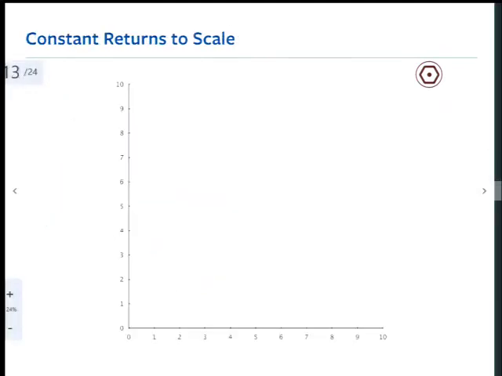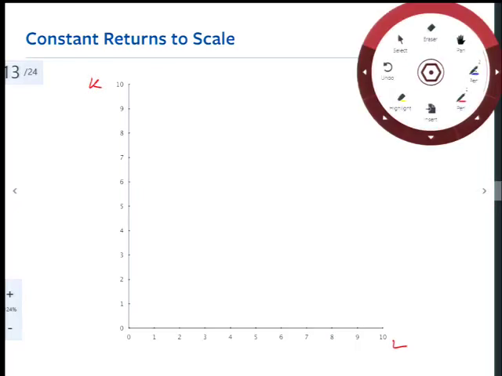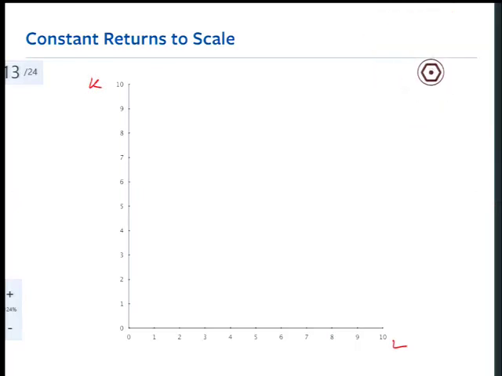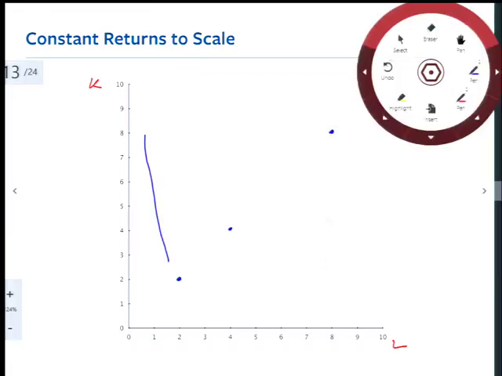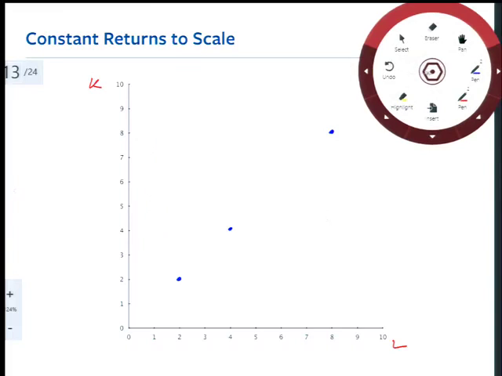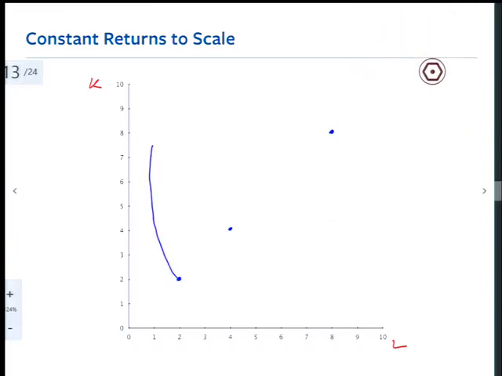Just to impress on you how important labels are, I'm going to draw a constant returns to scale production function. The easiest way to do this: start at 2, 2, go to 4, 4, go to 8, 8, and then draw some isoquants through these points. That's not a nice one. Let's try again. There we go. Can I tell returns to scale from these pathetic isoquants that I drew? No, right? What do you need? You need labels.